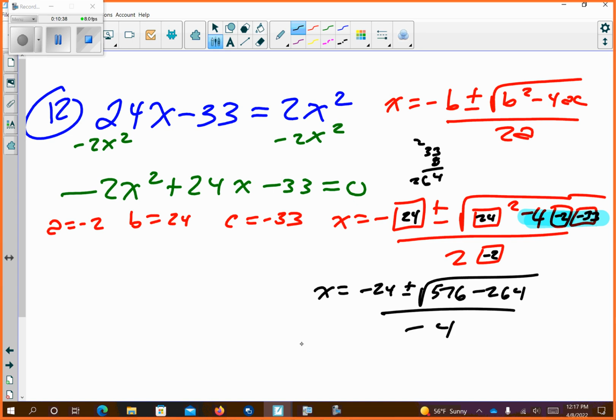Holy cow. I don't think I'll give you one like this on the test. Just too big of numbers. All right, so I'm just doing this off to the side. 576 minus 264. I don't know what it is, so I have to do the math.